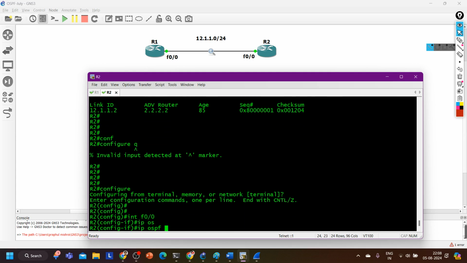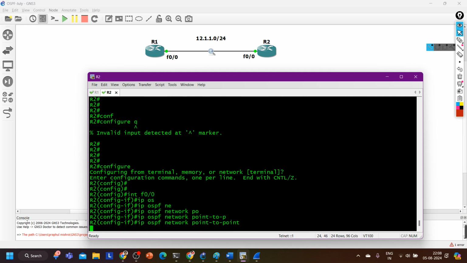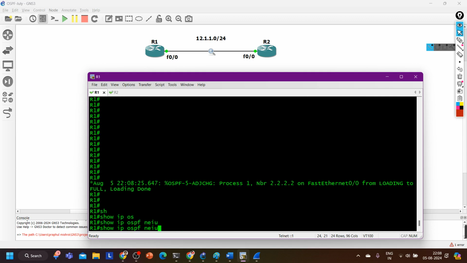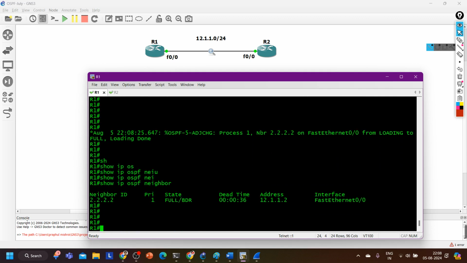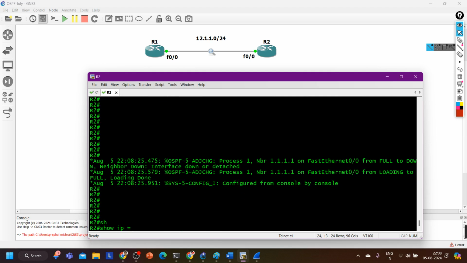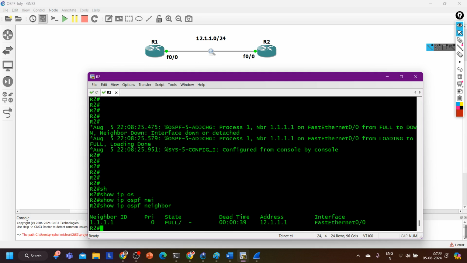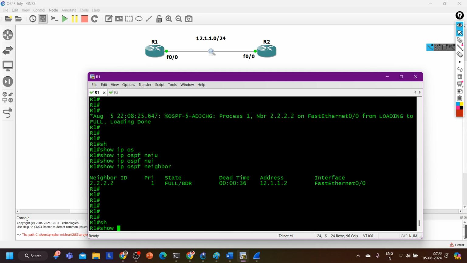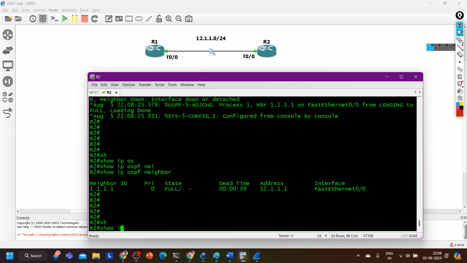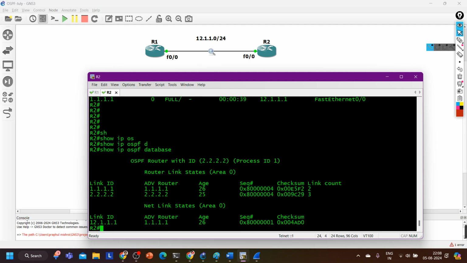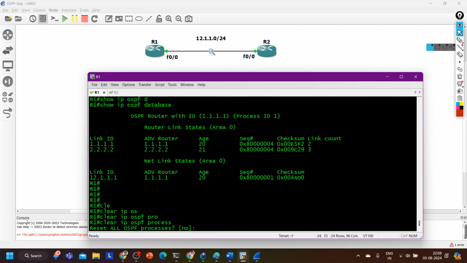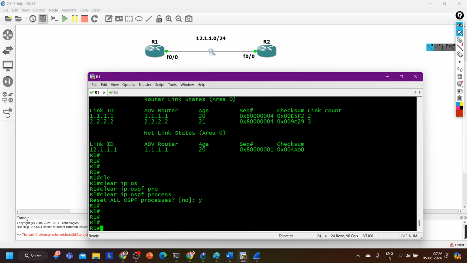Interface F0/0 say IP OSPF network. Here I am going to set point to point. So show IP OSPF neighbor. Neighborship is here, right? So show IP OSPF neighbor. Neighborship is there, but show IP OSPF database. Database is also same. Clear IP OSPF process. Say yes. Let me clear the neighborship.